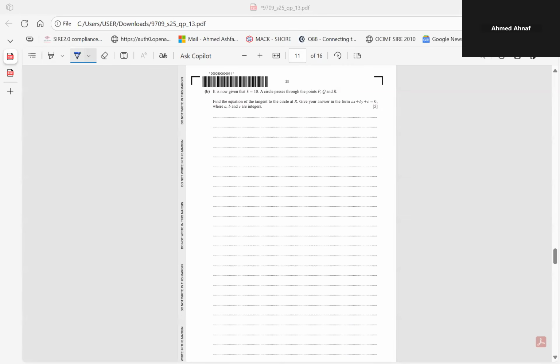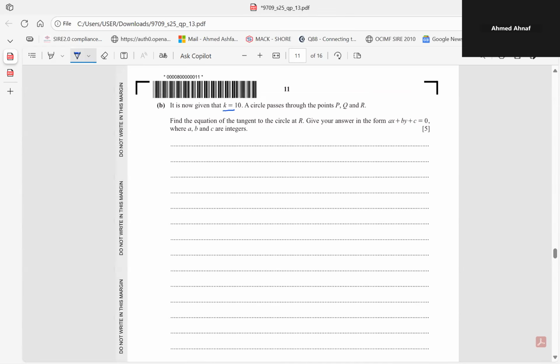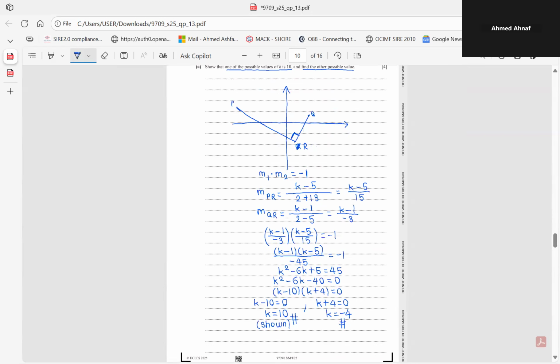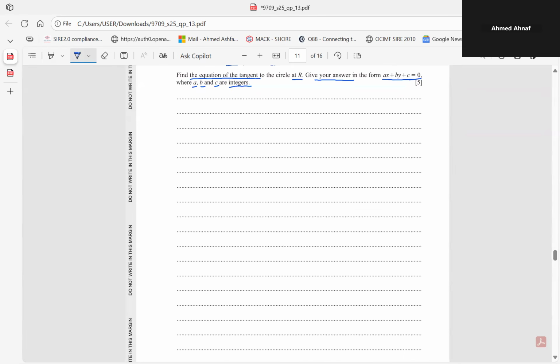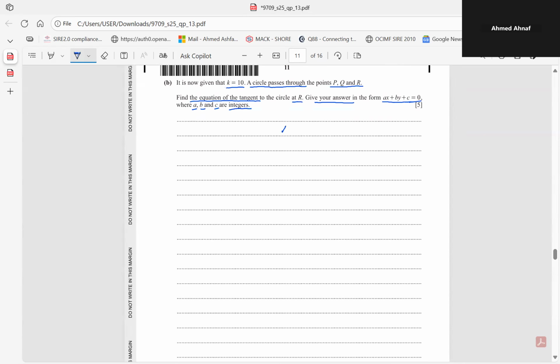For this part, we're now told that k equals 10 and a circle passes through the points P, Q, and R. And here we're going to have to find the equation of the tangent to the circle at R. And we're supposed to give our answer in the form ax plus by plus c equals 0, where a, b, and c are integers. First of all, let's sketch the points. As we know, PRQ is a right angle.